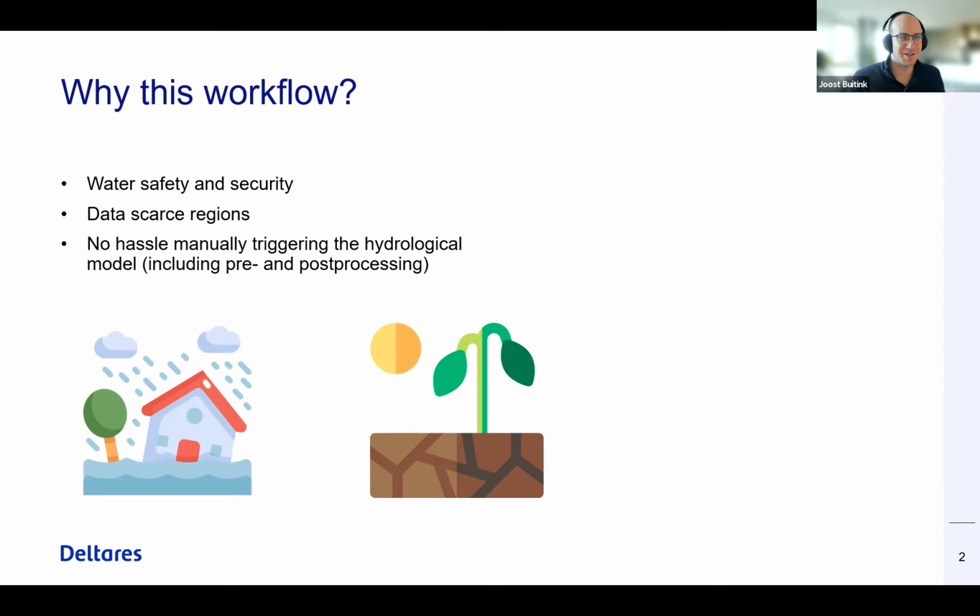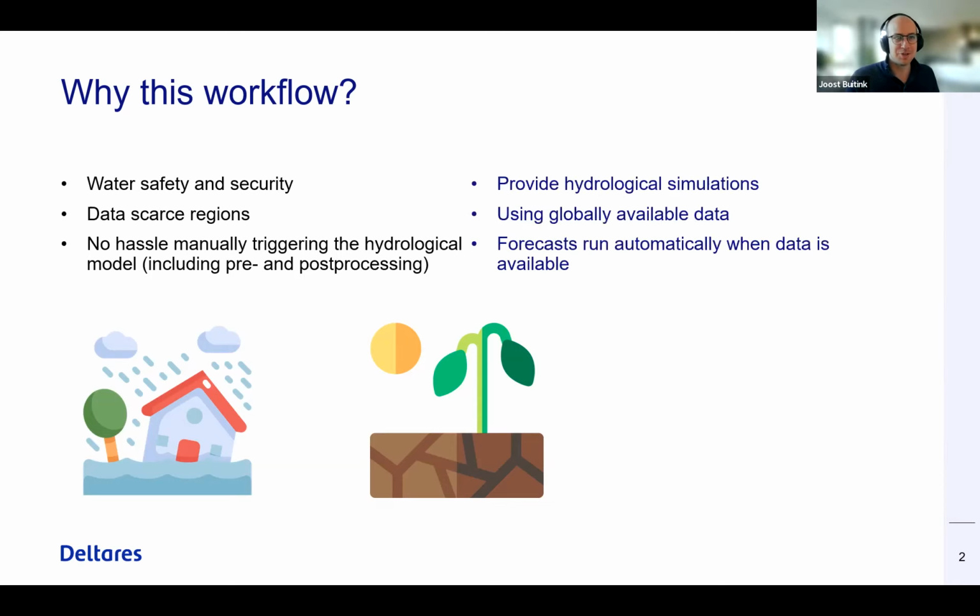And thirdly, to remove the hassle of manually triggering a workflow once there are forecasts available. So this workflow tries to solve these three issues by providing hydrological simulations that use forecast data to provide an outlook into the potential future for the coming months, which can in practice be used to issue flood forecasts, for example, or drought warnings or any of those. We use globally available data, so the workflow can be deployed anywhere on the globe to provide these simulations, and the hydrological simulations are run automatically when the new forecast data is available.